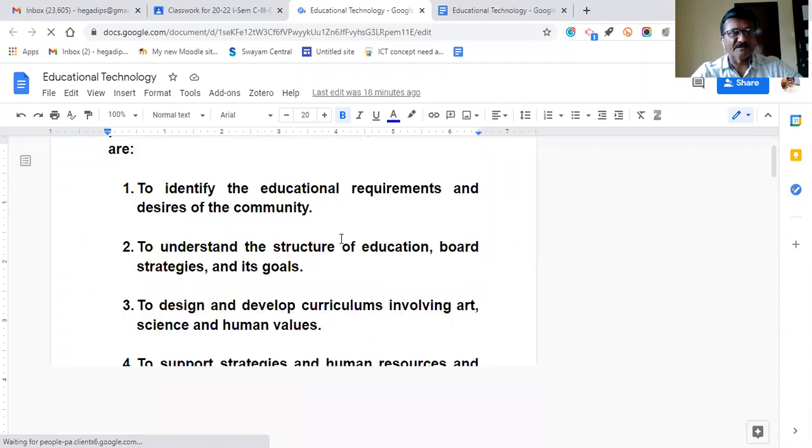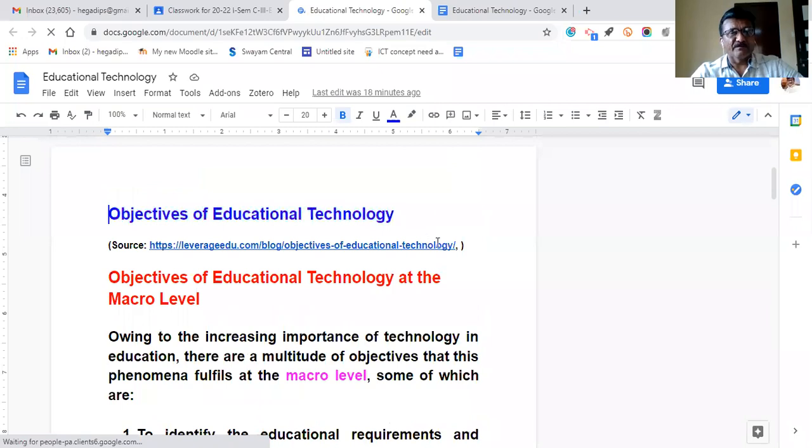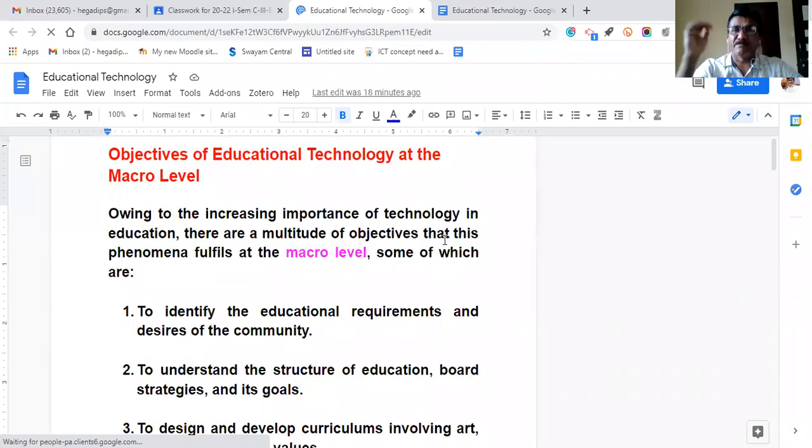Here in this macro level, it usually happens with the government level or educational department level, maybe at the central level or maybe at the educational board level, or sometimes at the university level.